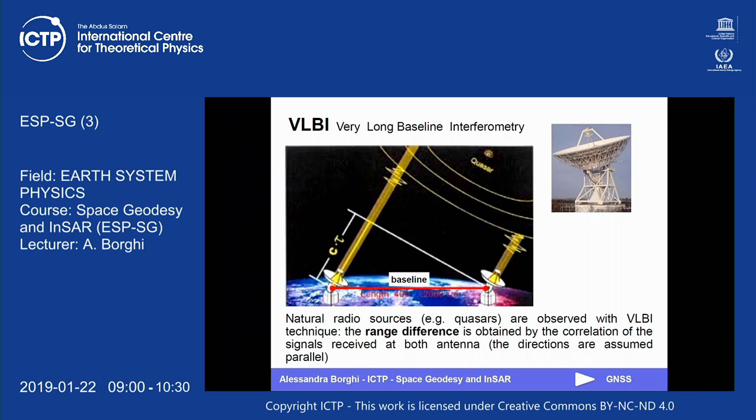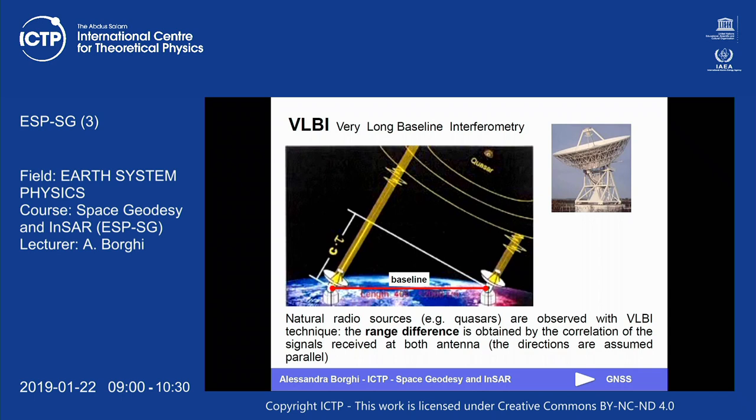May I ask a question? What about the resolution of this data? I mean, the changes in distance, measured in meters, kilometers, what are the orders?